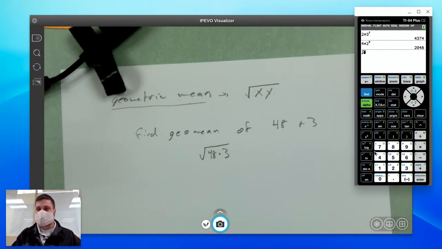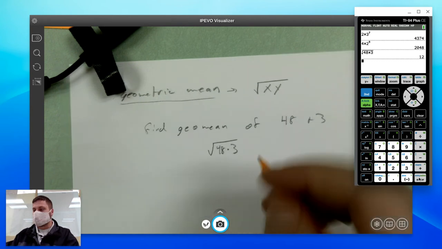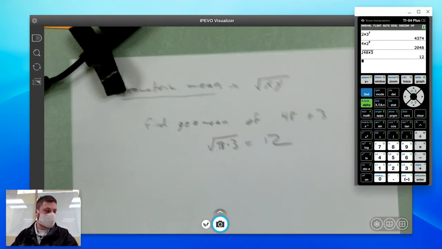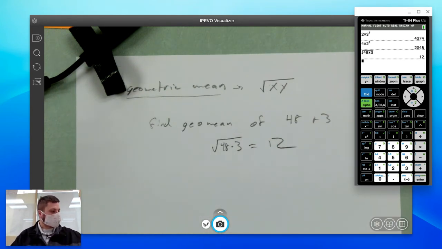which we can type into the calculator very easily. Square root of 48 times 3. The geometric mean of those two numbers is 12. Okay.